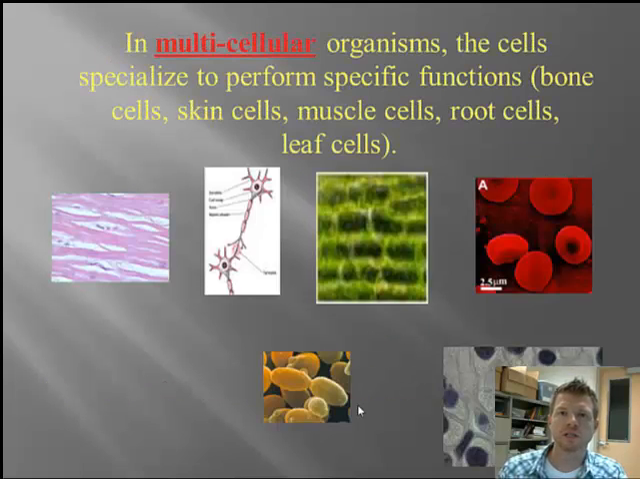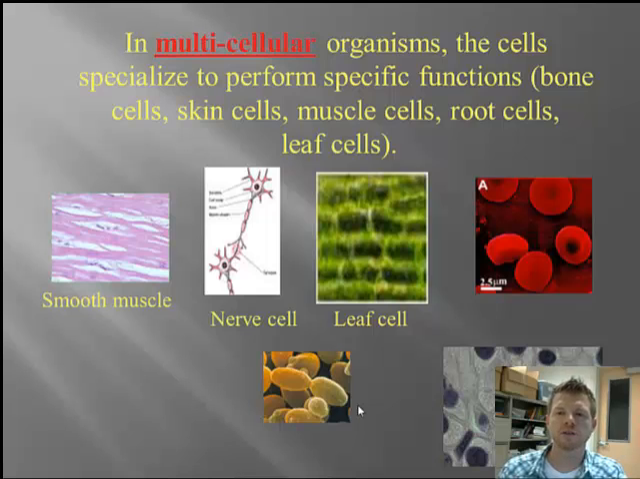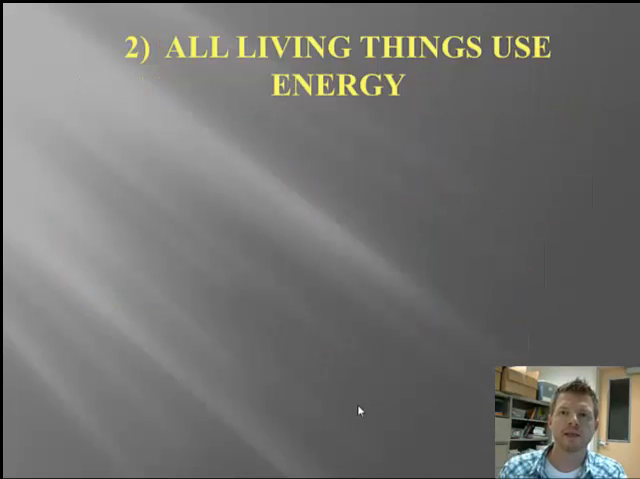Multicellular organisms like you and me and birds and trees and animals outside and insects and everything, they have different types of cells which will perform specific functions. So here's some smooth muscle cells, nerve cells. We look at the cells of a leaf. You can see those chambers there. Plant cells are a little different than animal cells because they have cell walls. There's some red blood cells, some yeast cells. So 1, all things are made of cells.